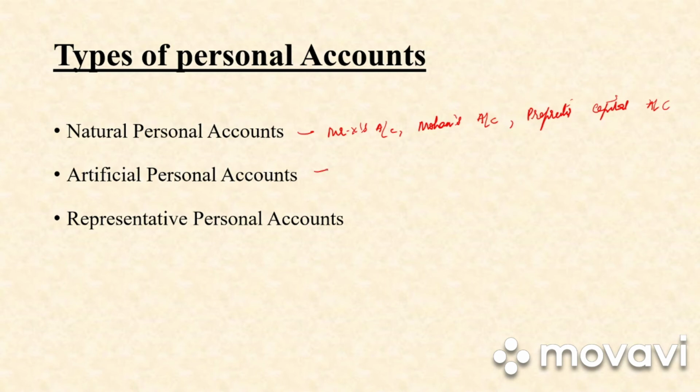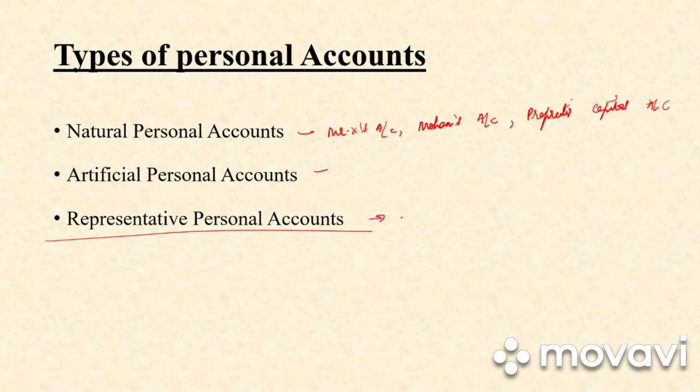Artificial personal account does not have any physical existence. For example, it can be a firm's name, limited company's name, any institutional name. So all these are artificial personal account. And the last we have is representative personal account. When an account represents a particular person or group of persons, it will be representative account.